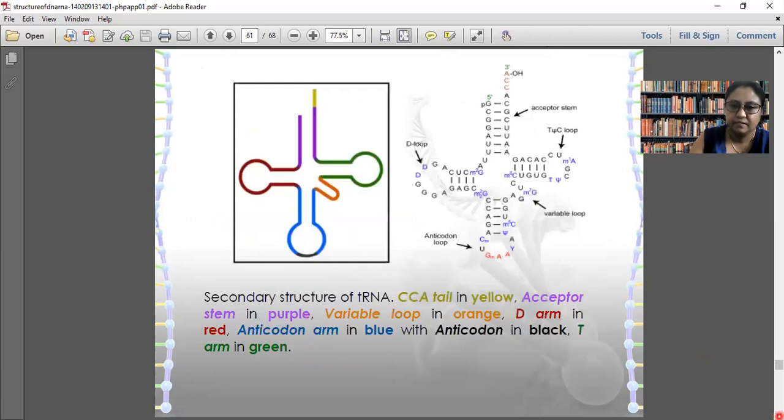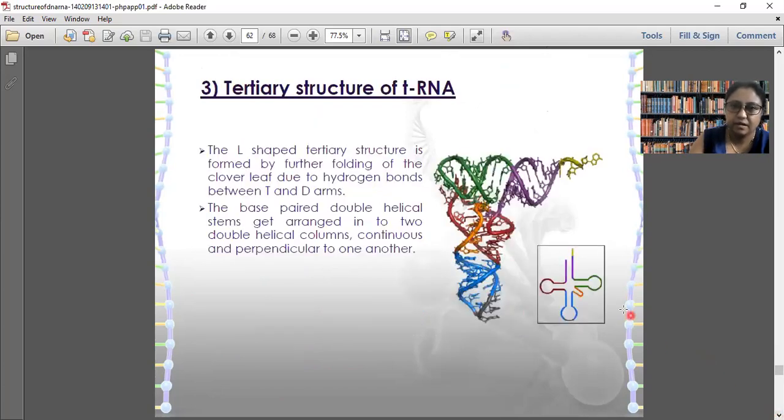This is how it looks. This is the tertiary structure, that means the three-dimensional structure. This is how it looks actually, the clover leaf model.